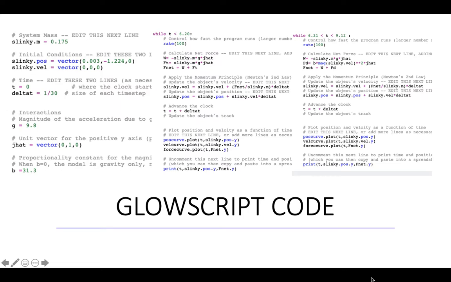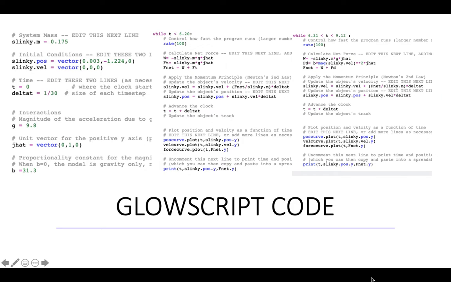For the GlowScript code, we set the mass of the Slinky equal to 0.175, and we added the initial condition for the position and velocity of the Slinky, and we set the acceleration due to gravity equal to 9.8, and we set the directional vector for the positive y-axis. There are two while loops here.